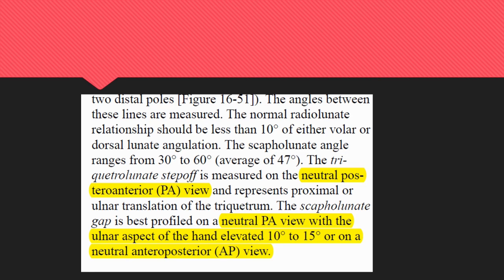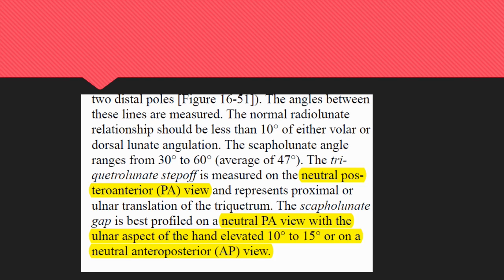The scapholunate angle ranges from 30 degrees to 60 degrees with an average of 47 degrees. And therefore, any measurement below 30 degrees or any measurement greater than 60 degrees indicates a disruption between the scapholunate relationship, which is a dissociative form of carpal instability.